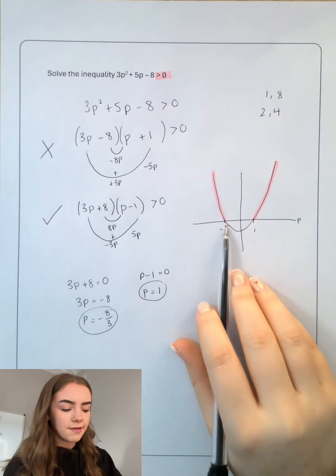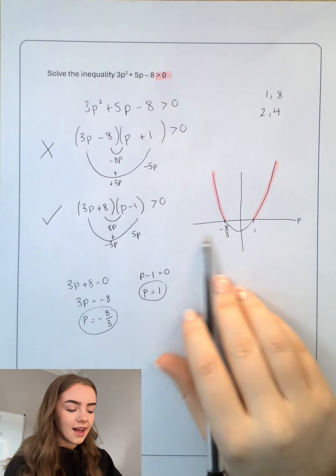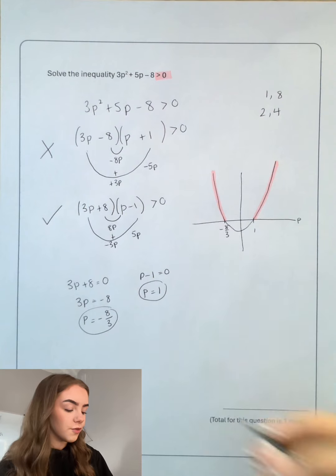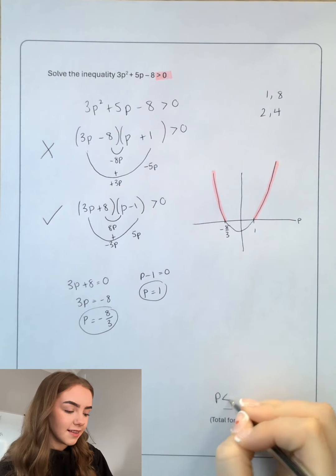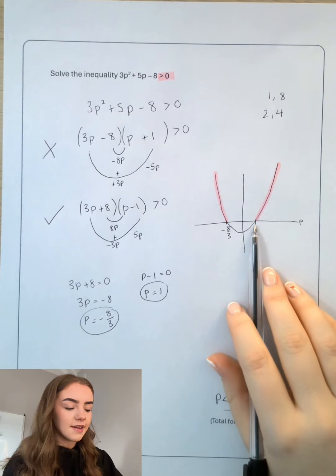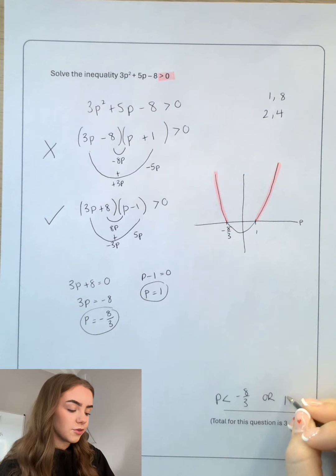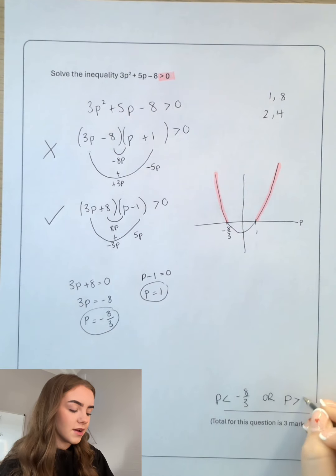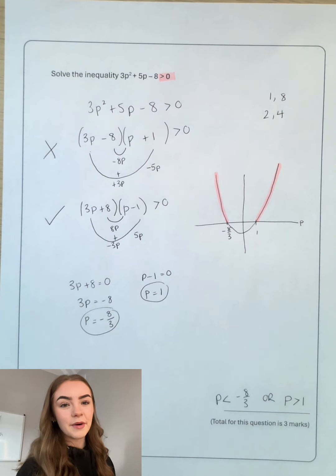This part of the graph has any values of p which are less than minus 8 over 3. So for the first part, we can say p is less than minus 8 over 3. Or, the other part of the graph is for any values of p greater than 1. So we can also say that p is greater than 1. And this is our final answer.